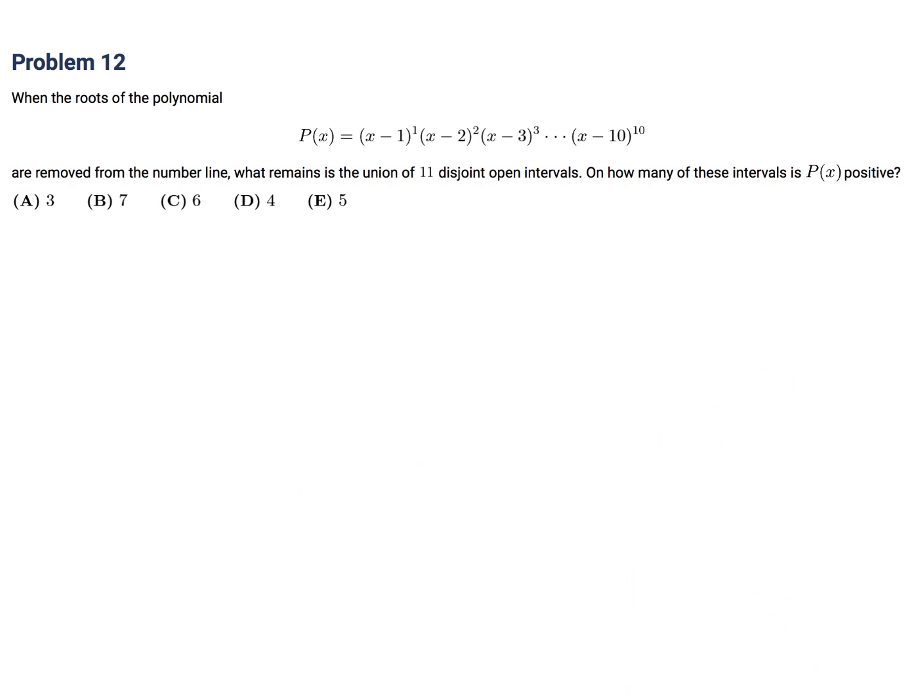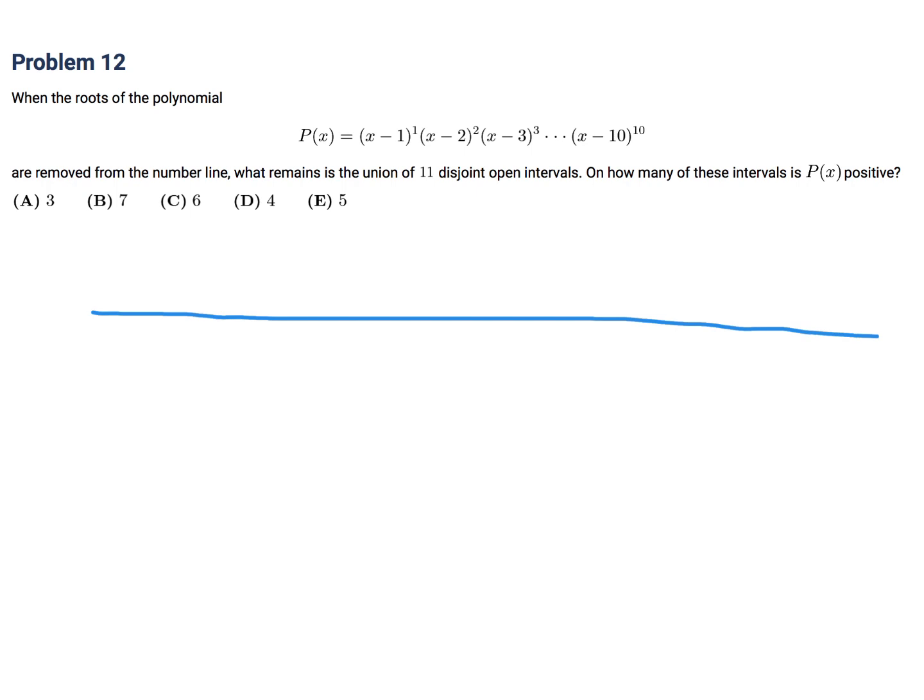When the roots of the polynomial below are removed from the number line, what remains is the union of 11 disjoint open intervals. Of how many of these intervals is p positive? So let's draw the number line.